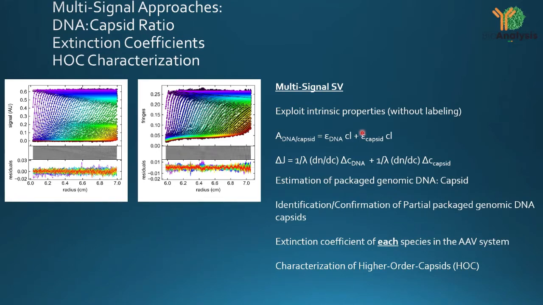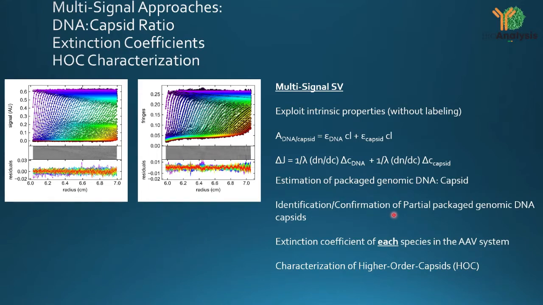And I put up some equations here because as biophysicists, we kind of love equations. It's basically solving the Beer's law equation simultaneously. In this case, there's a wonderful app note by Tom Lowy that talks about the power of interferometry, interference optics basically, that you can exploit to figure out your DNA to capsid ratios. You can help with the characterization of the partially packaged genomic capsids.